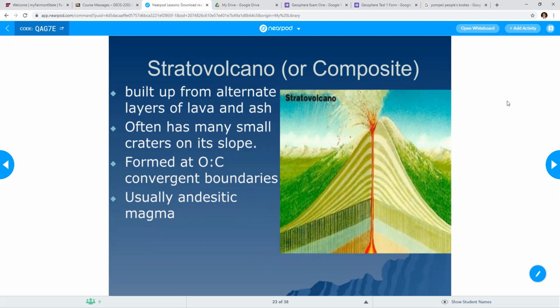So this one has medium heat, medium viscosity. Viscosity is just a fancy science word for stickiness. How sticky is the magma? So how easily does it trap gases? This one definitely traps gases.